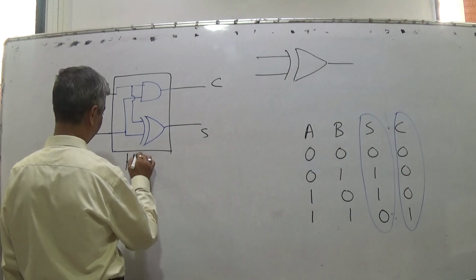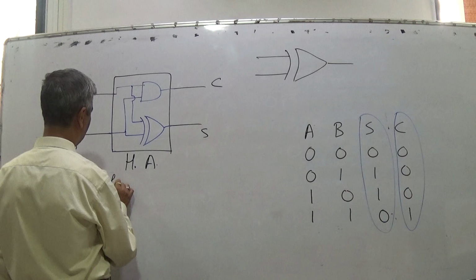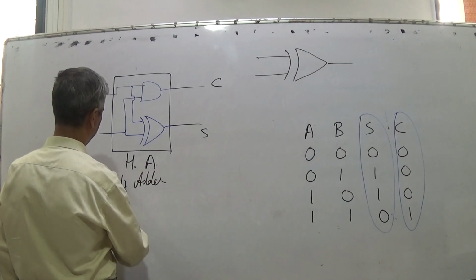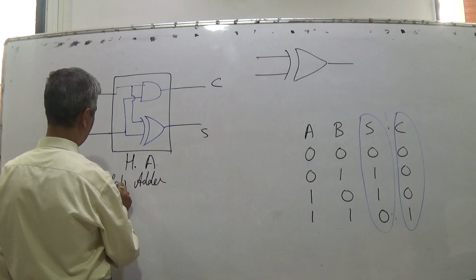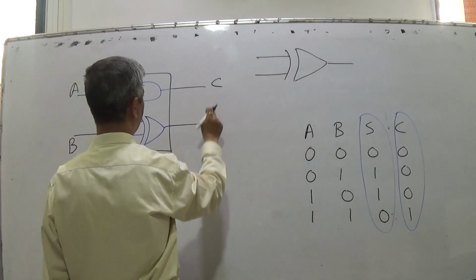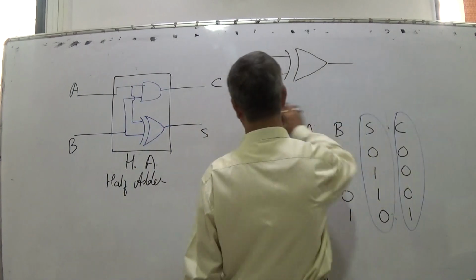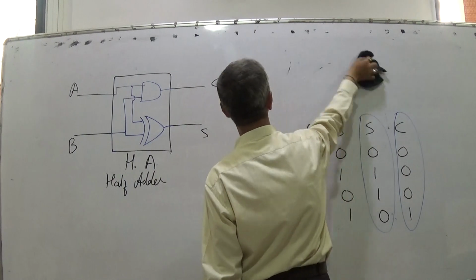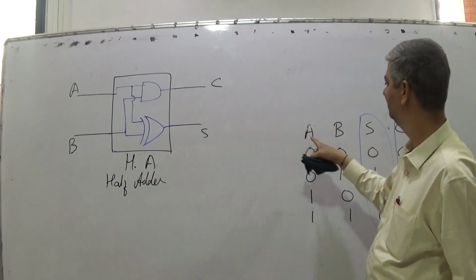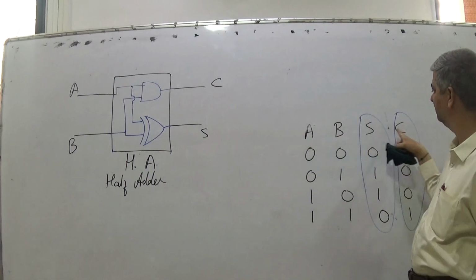Why half adder? HA, or half adder. Why half? Because it adds 2 bits and produces sum and carry. Why it is called a half adder, I will explain when we discuss the full adder. Is it clear now? Half adder: 2 input bits, sum output, carry output.